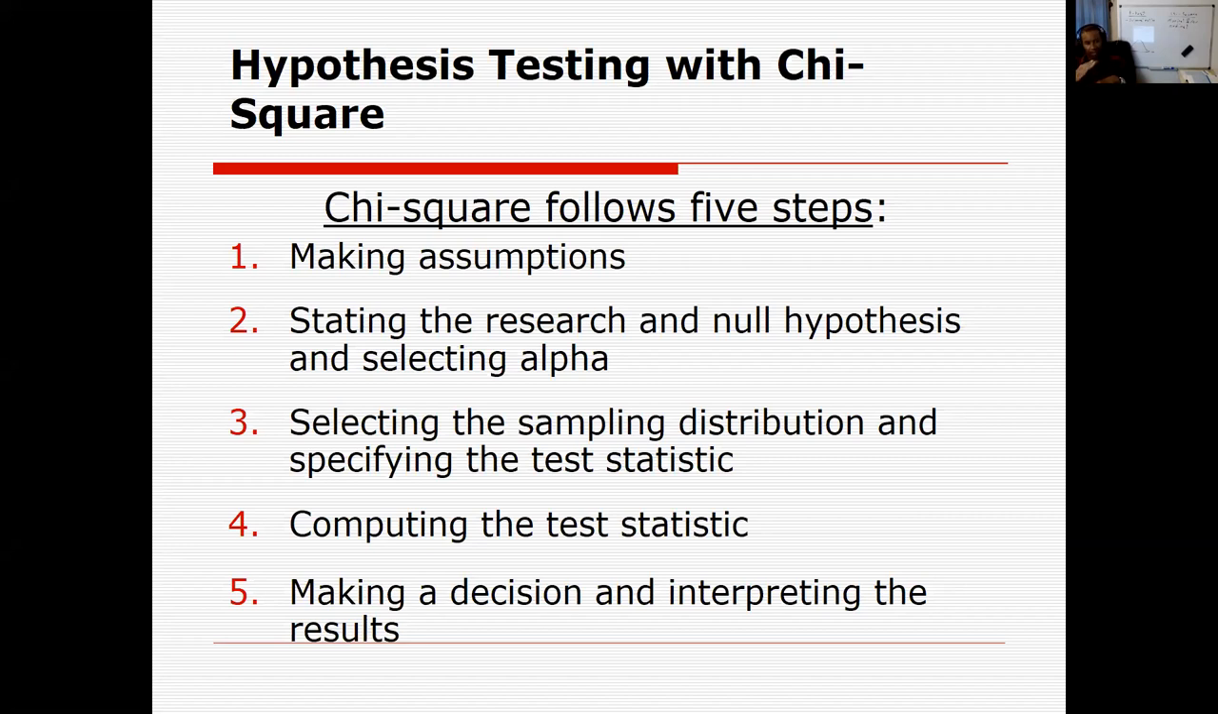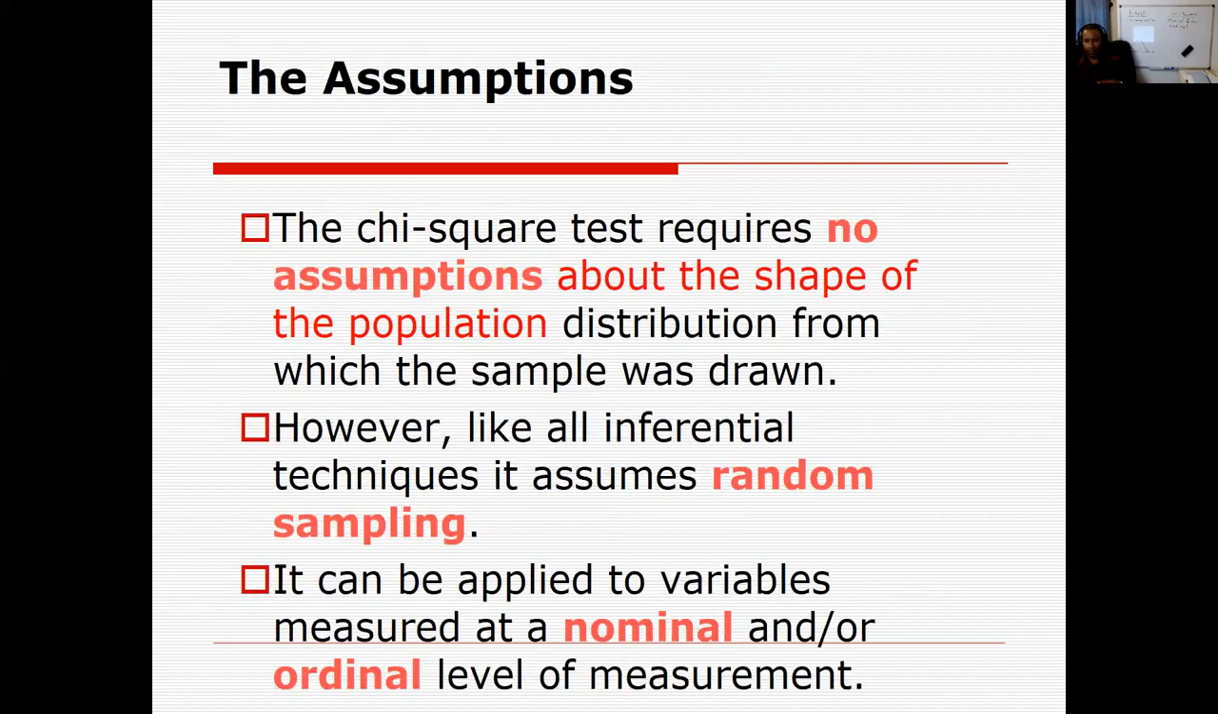And what we mean by make a decision and interpret the results is that we're going to determine whether we're going to reject or fail to reject the null hypothesis, similar to the five steps we did with the t-test. Okay, now like I said, assumptions. Let's take step one.